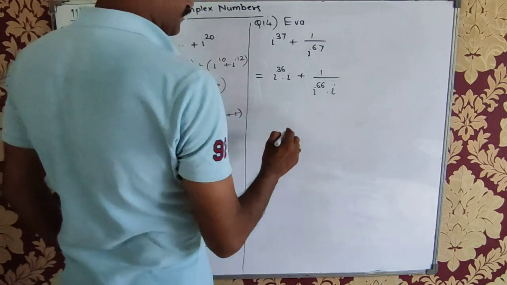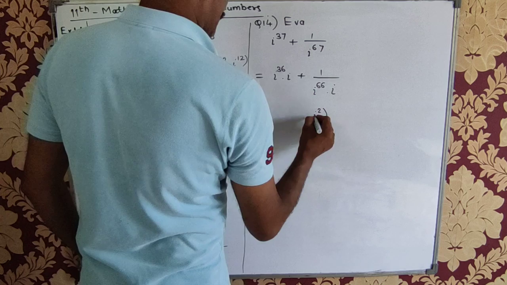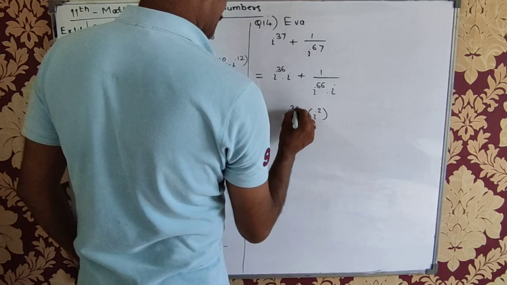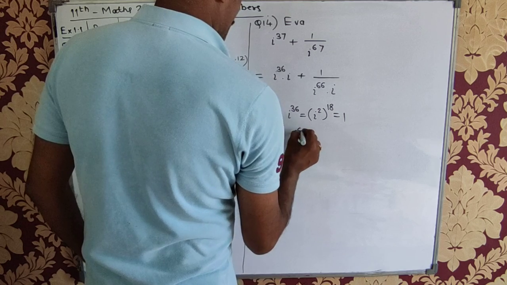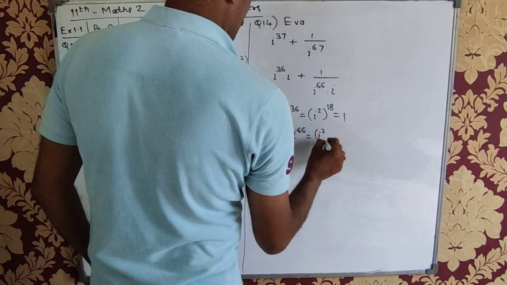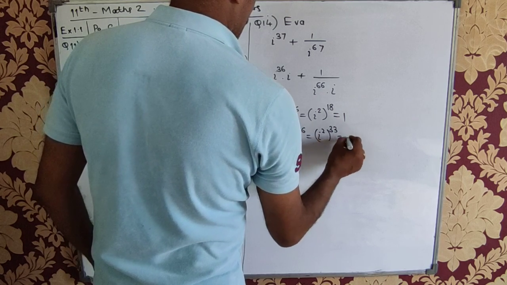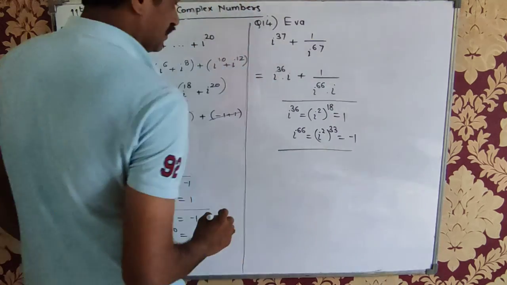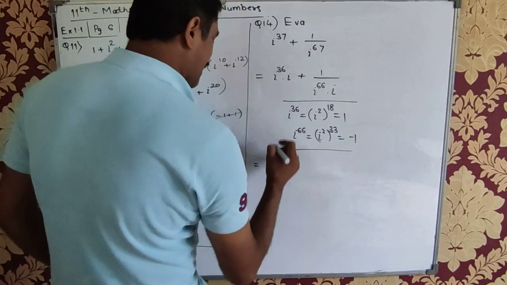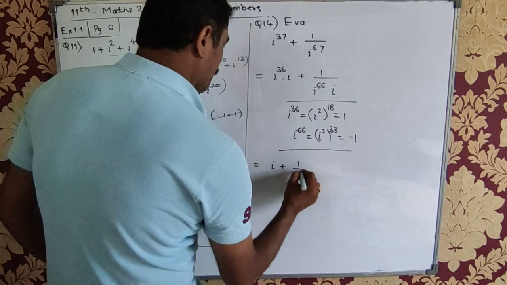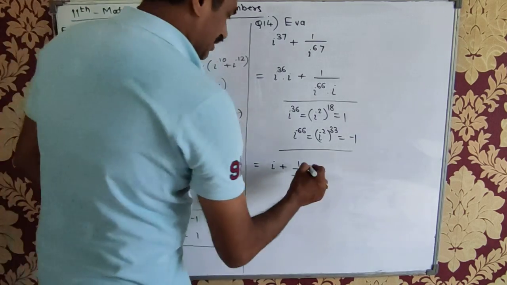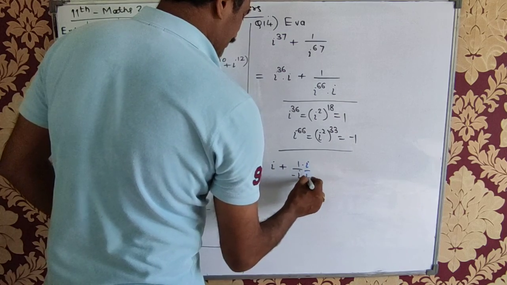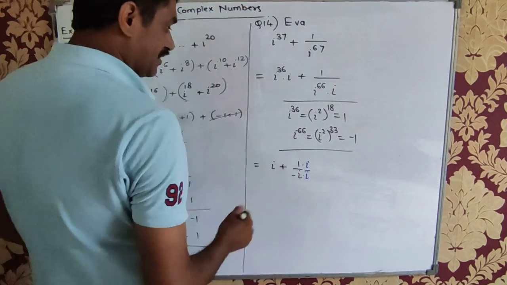That will be plus 1, plus i. i square raised to 18, that is plus 1. i raised to 66 is i square raised to 33, that is minus 1. Substituting, this is i plus 1 upon minus i. Now I will multiply and divide it by i. This is the process of rationalization of i.